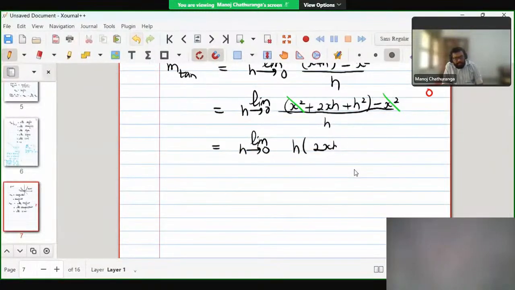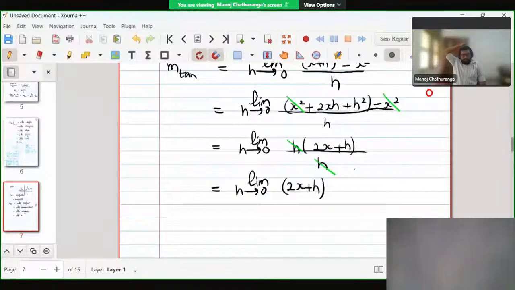2x plus h divided by h. They cancel each other. Then h goes to 0. 2x plus h. This is a linear function of h.